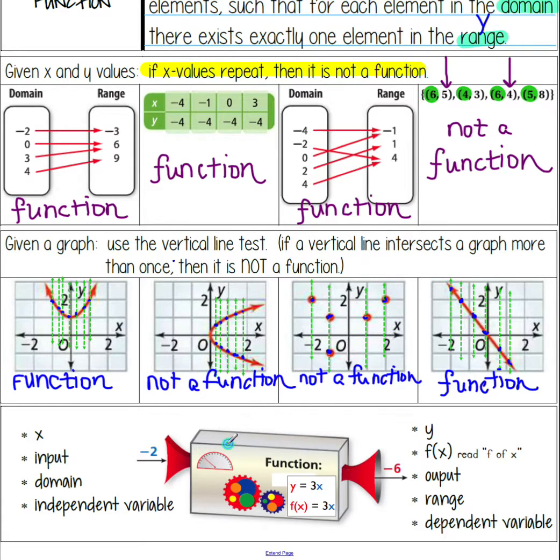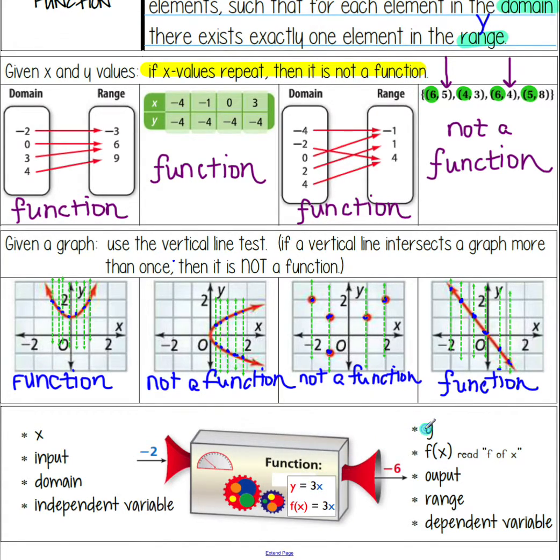So when we are working with our function notation, and as we have talked about a lot of terminology dealing with functions and relations, there are some words that I want you to make sure that you're familiar with. On your note sheet, we are going to identify how we can label our x values. We can refer to it as our x value, our input, our domain, and our independent variable.